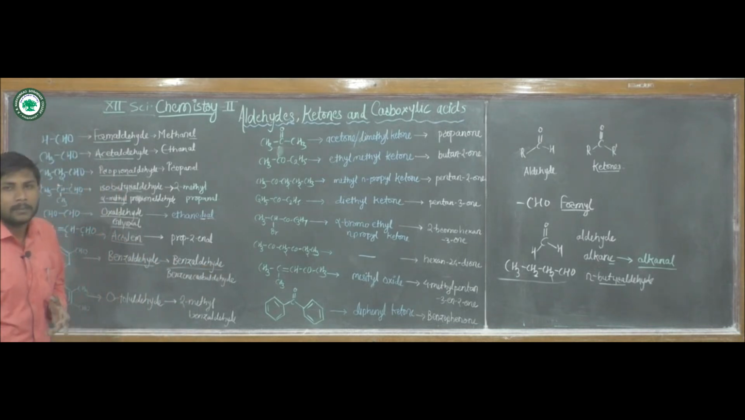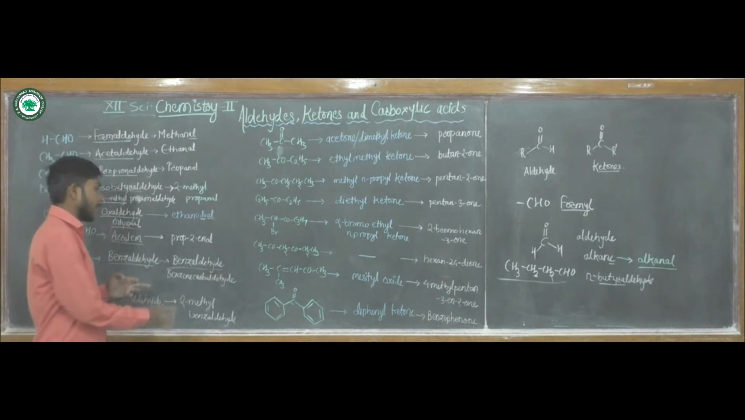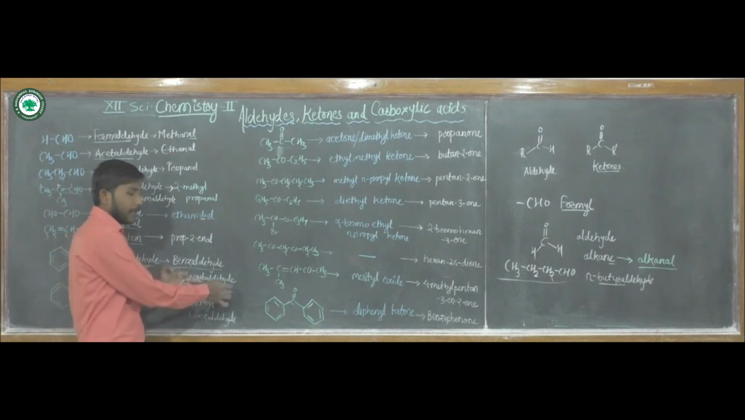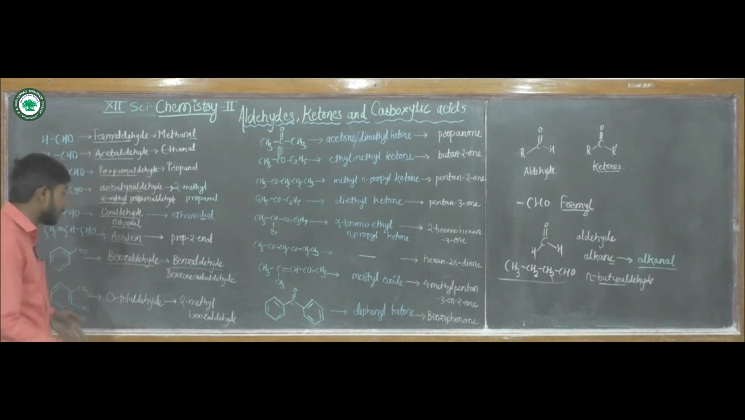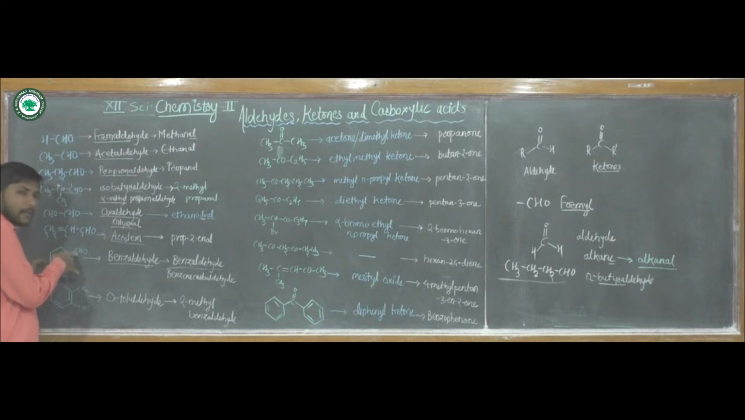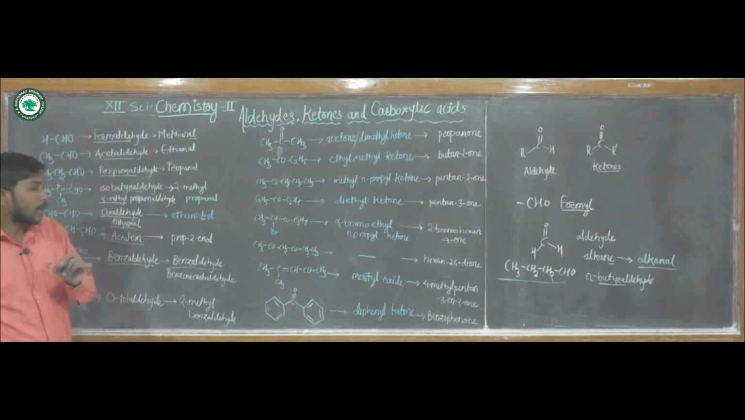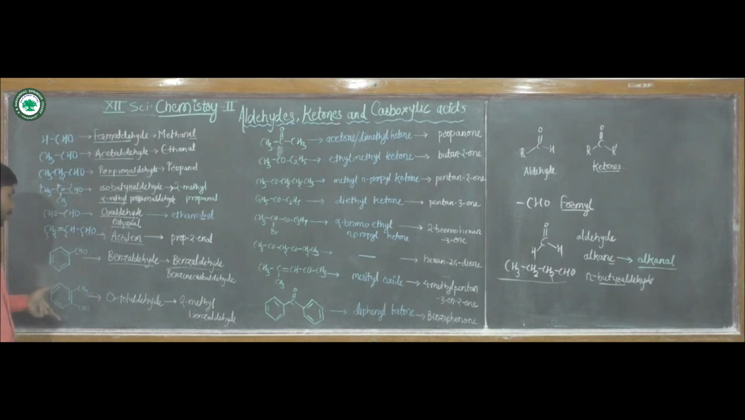But we can give another name by the IUPAC naming system, that is benzenecarbaldehyde. Benzene ring as it is, this is the carb or presence of carbon, and that is the aldehyde, benzenecarbaldehyde. And the next example, you can see that to the benzene ring, one is a methyl group, another is an aldehyde group. Carbon numbering will be given to the first carbon. This will be second, third, fourth, fifth, and sixth.